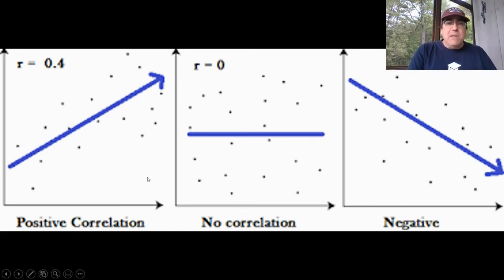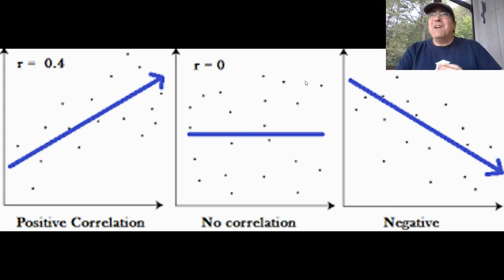Okay, let's look at this middle example here where R is 0. If R is 0, it means the data is completely random. There's no correlation. There is zero correlation. That's what an R value of 0 means.